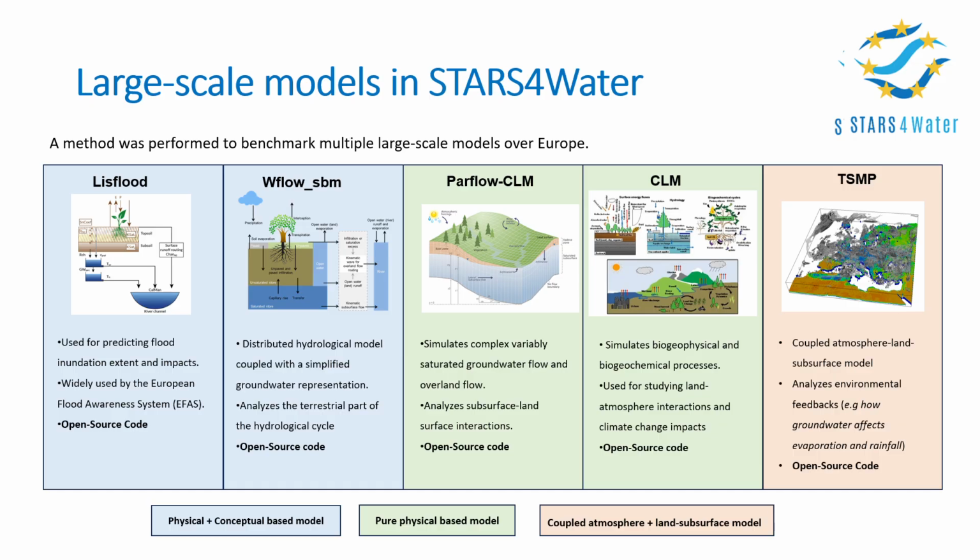It's particularly powerful for analyzing the interaction between the subsurface and the land surface flow. The Community Land Model, or CLM, simulates a wide range of biophysical and biochemical processes. It's primarily used for studying land-atmosphere interactions. The Terrestrial System Modeling Platform, or TSMP, is a highly advanced group of models that integrate the atmosphere, land surface, and subsurface hydrological processes. This system was designed to analyze complex environmental feedbacks, for example, how the groundwater level can influence evaporation and local rainfall patterns.